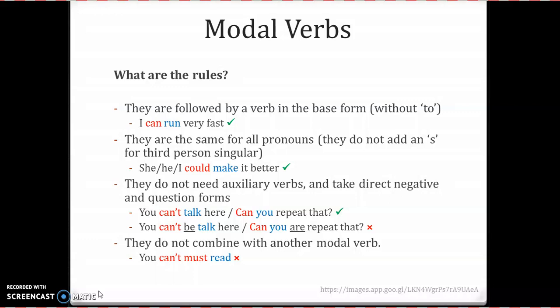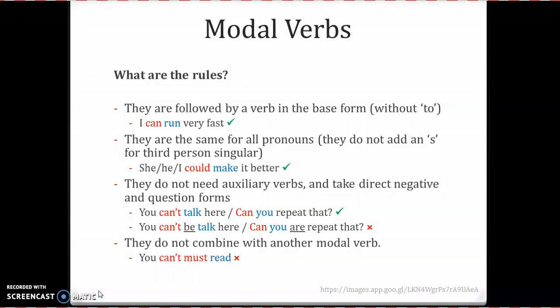Another rule is they do not need auxiliary verbs and take direct negative and question forms. Take a look at these two examples. You can't talk here. Can you repeat that? So those two are correct. This is the incorrect way to say this. You can't be talk here. Can you repeat that? And the last rule here, they do not combine with another modal verb.